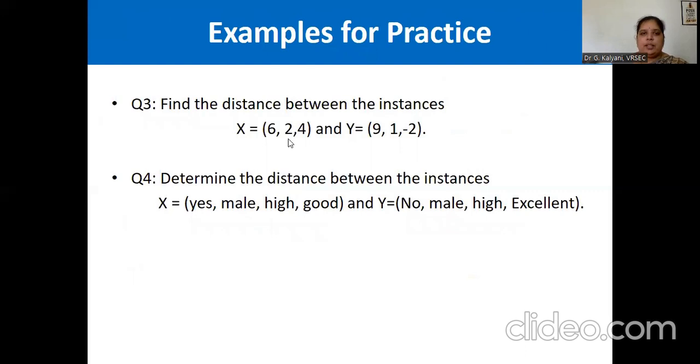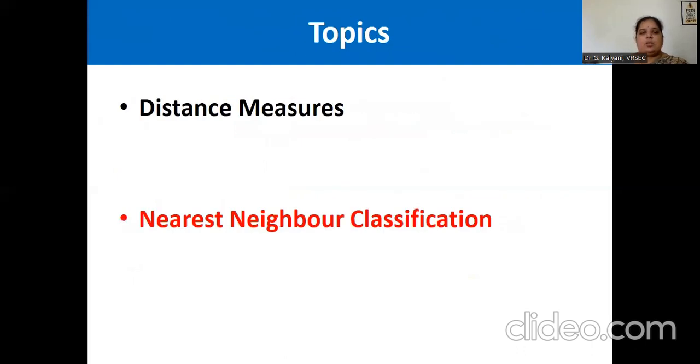These are further examples for you to practice. Question 3 is again 2 instances with continuous attributes, and question 4 is again a distance calculation of 2 instances with categorical dimensions. Right. So this is all about the distance measures which are used for distance based models of machine learning.